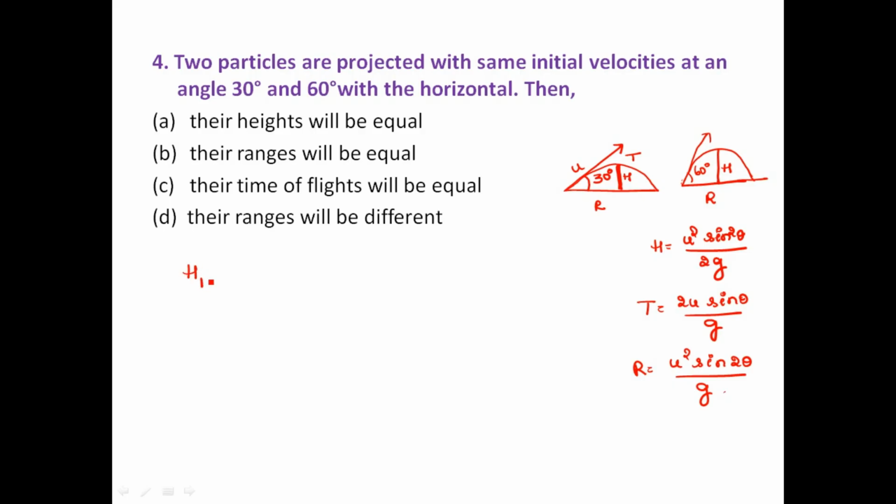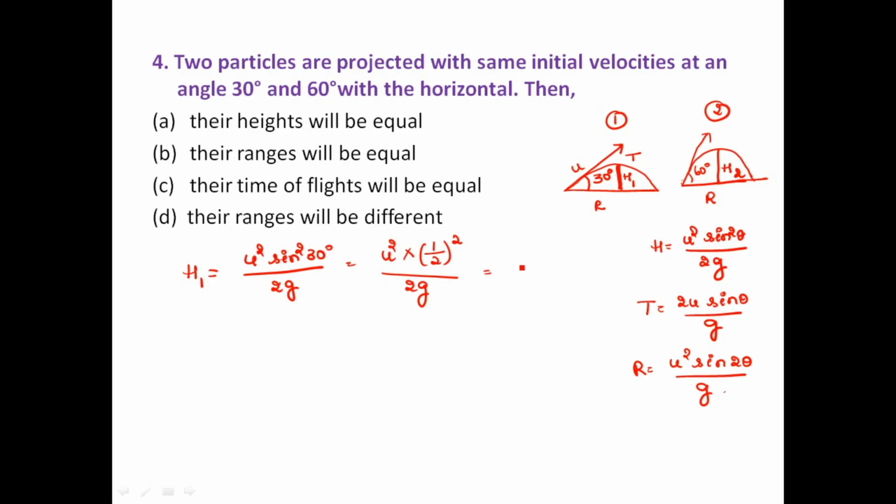I'll write particle 1 as whose height is taken to be h1. Particle 2's height, of course, it will be different. It is written as h2. Let me find h1 and see what happens. U square sine square 30 degree divided by 2g, or I'll write u square into 1 by 2 whole square. Sine 30 is 1 by 2, the whole square, whole divided by 2g.